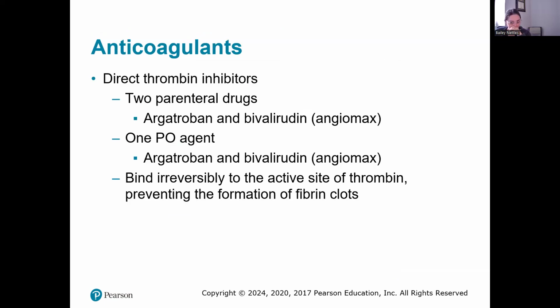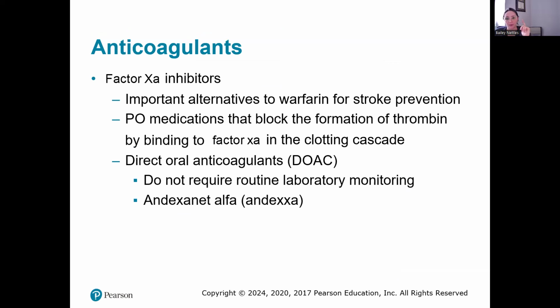All right, so now we have some other kinds. We have 2 parenteral drugs for thrombin inhibitors. These bind irreversibly to the active site of thrombin and prevent formation of fibrin clots. But then we also have our factor 10A inhibitors. So this is our Eliquis.